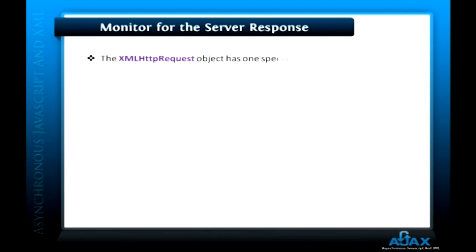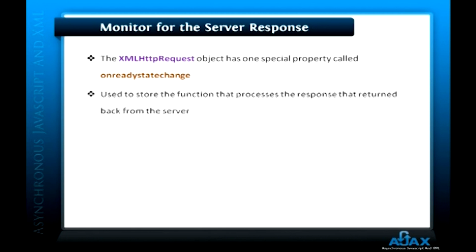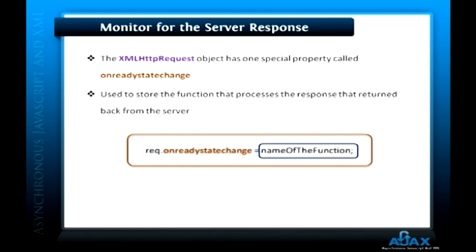The XML HTTP request object has one special property called onReadyStateChange, which is used to store the function that processes the response that returned back from the server. Like this, our function which is going to handle the response that's sent back from the server. This req is the XML HTTP request object, and see here we have used its onReadyStateChange property. As the name implies, every time when the ready state changes, this function gets executed.